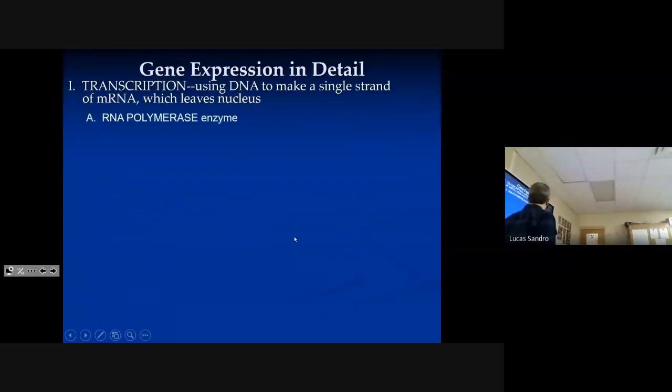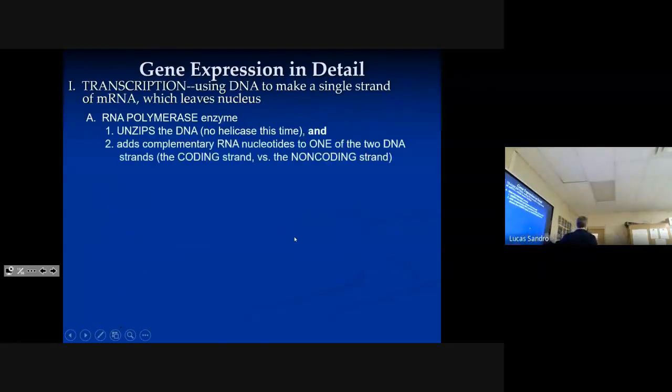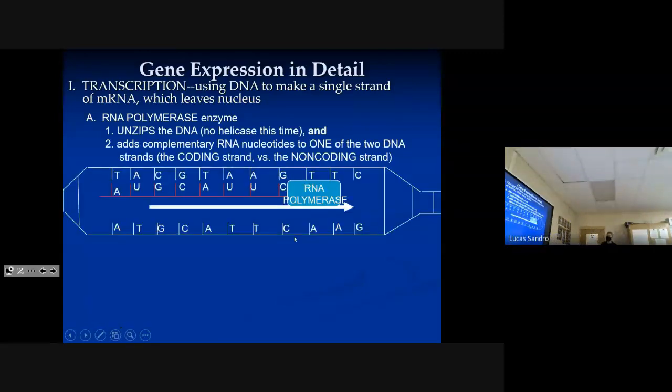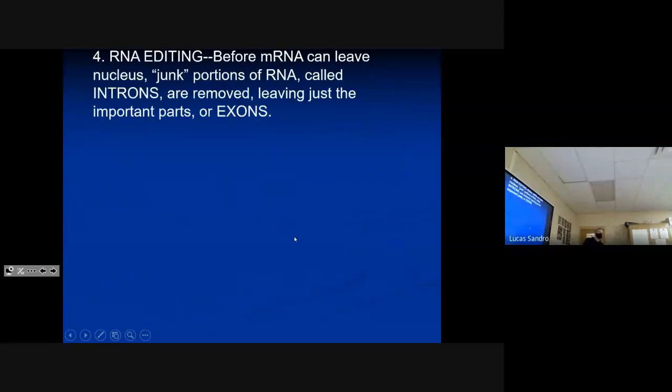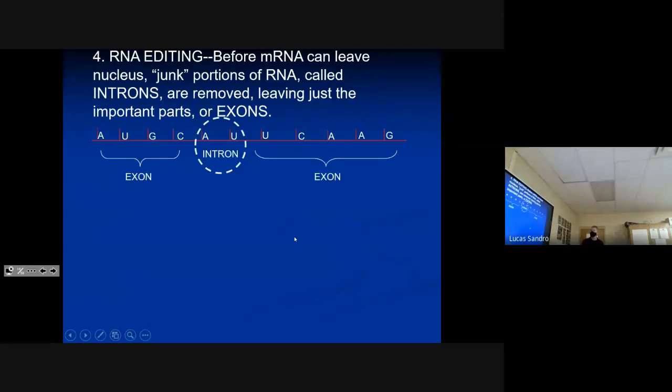So transcription, you split the DNA this time and add the complementary RNA with the same enzyme, which is called RNA polymerase, making a single strand of messenger RNA, which then peels off and hangs out by itself and leaves the nucleus, but not before it gets edited, taking out introns, splicing back together exons, for example.